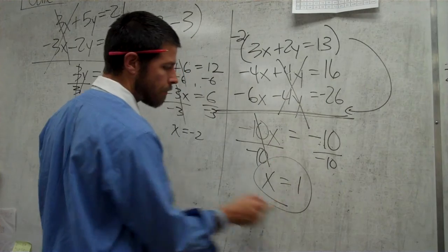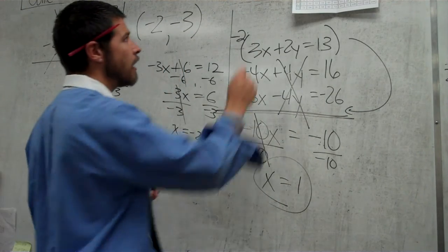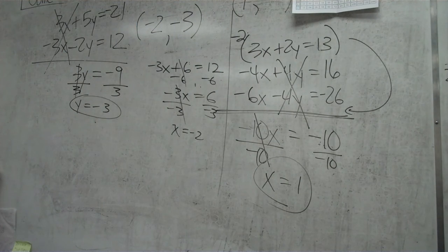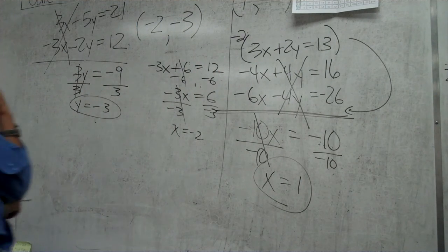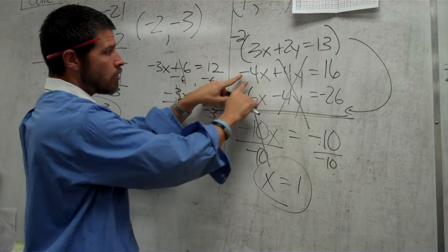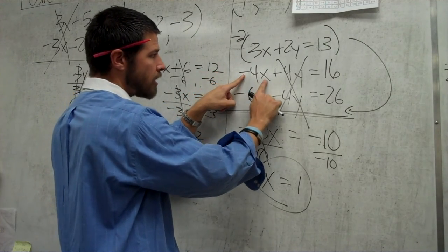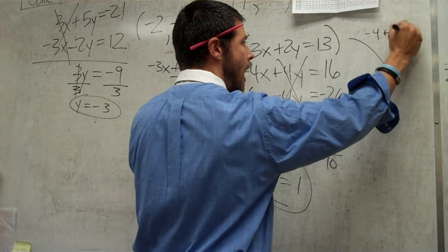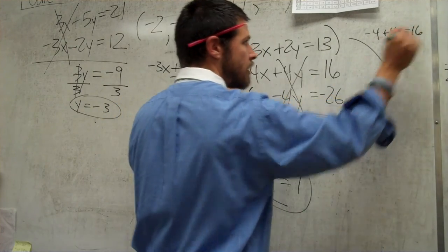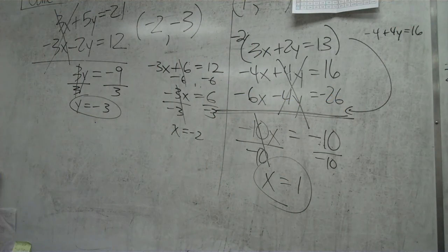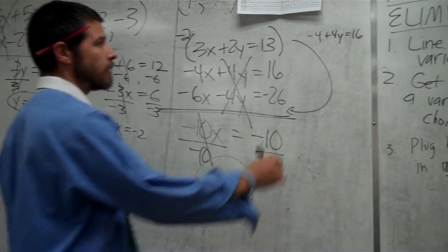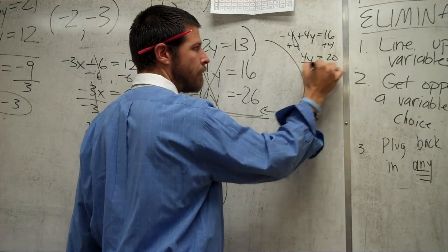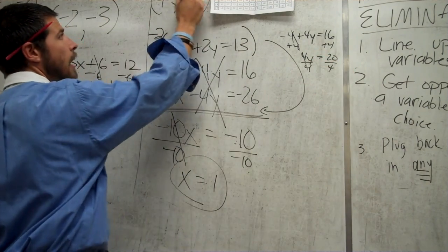X equals 1. Now my final solution is 1 comma something. Plug it into either one. Pick one, negative 4x plus 4y equals 16. Negative 4 times 1 is a negative 4, plus 4y is equal to 16. What's the next step? Add 4. 4y equals 20. Divide by 4. Y equals 5. The solution is 1 comma 5.